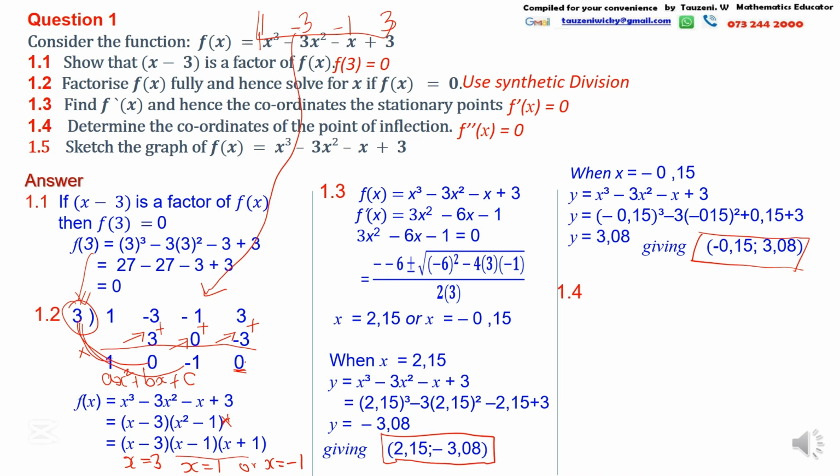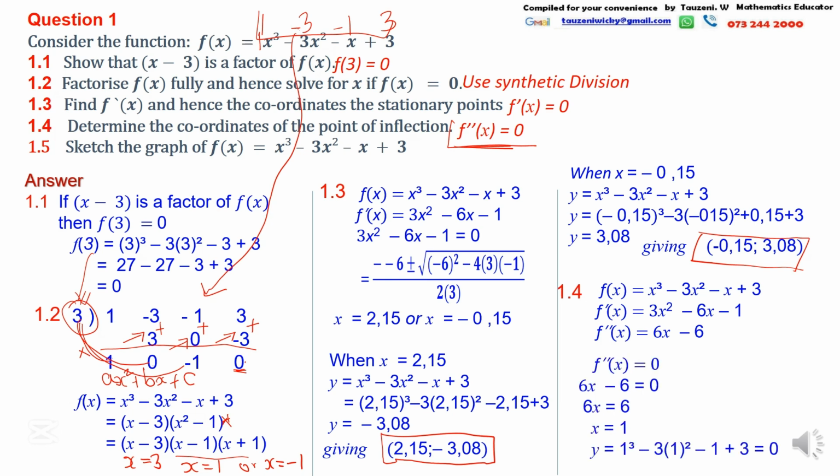The point of inflection is found by equating the second derivative to 0. That means you differentiate your expression 2 times. Then the second derivative that you get, you equate it to 0 and solve for x. So in our case, we differentiate f of x to get the first derivative. Then we differentiate again to get the second derivative. Then equate the second derivative to 0 and solve for x.